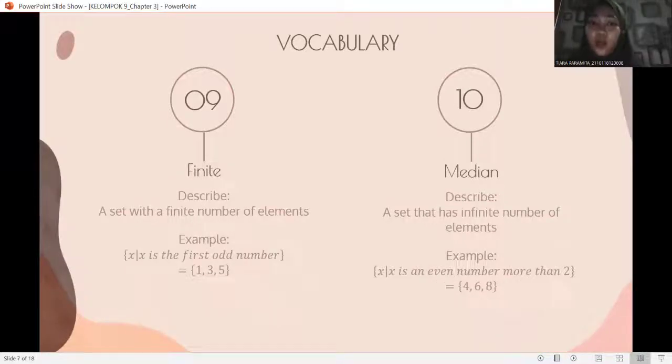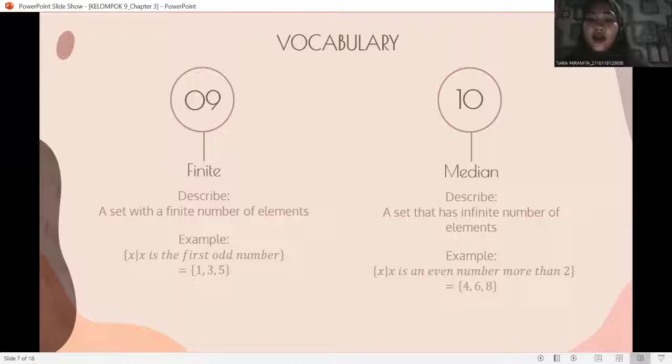Okay, the next vocabulary is vocabulary 9. Finite. Describe: a set with a finite number of elements. Example: X finite, X is the first odd number, equals 1, 3, 5.